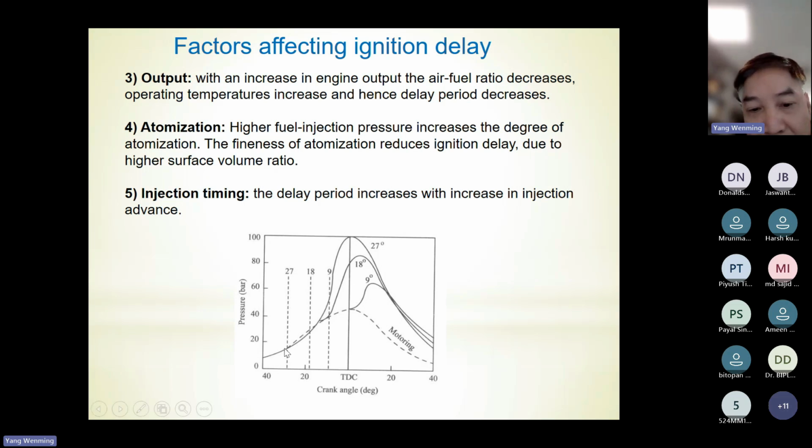Actually, at this time we can see the pressure is lower than at this position, correct? At this position the pressure in the cylinder is lower than that position. Which means firstly the pressure is lower, and secondly the temperature also is lower, correct? So lower temperature and lower pressure mean the ignition delay time will be longer. At the other position the pressure is higher and the temperature also is higher, so the ignition delay time will decrease, correct?